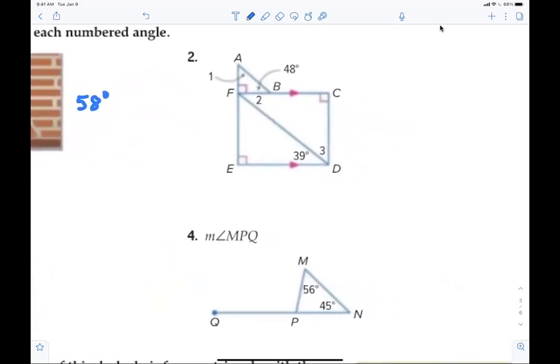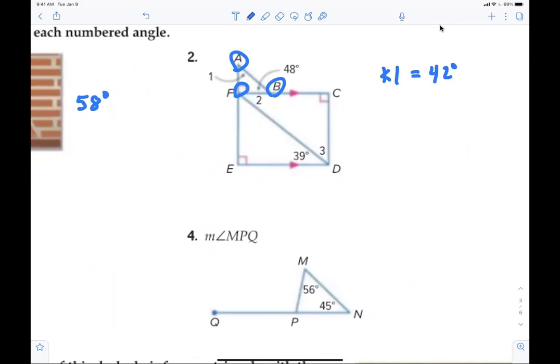Now over here, I need to find angle 2, angle 3, and angle 1. So angle 1 obviously is 42. Now I want everybody to understand, how did I know that so quick? If F is 90, that means A and B have to add up to 90. Don't do 90 plus 48 and then subtract it from 180. If you know one angle is a right angle, the other two angles are complementary.